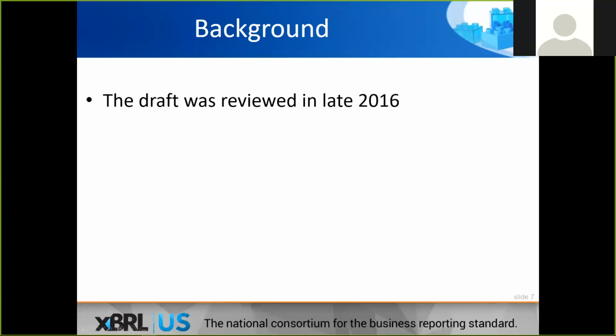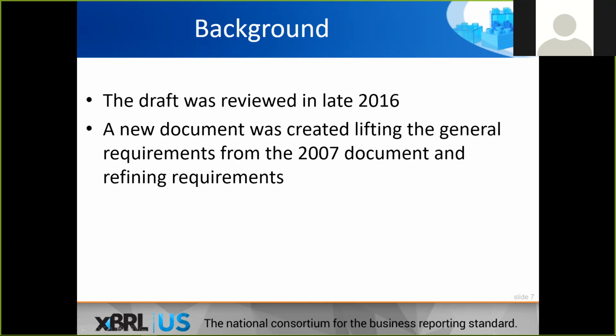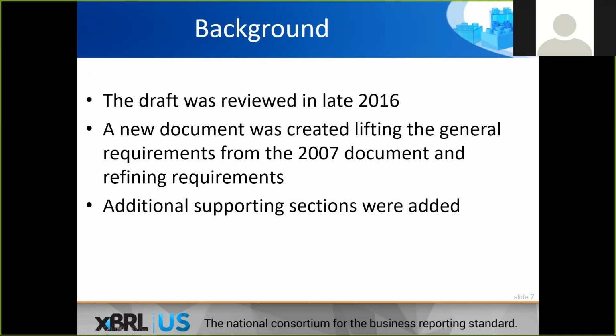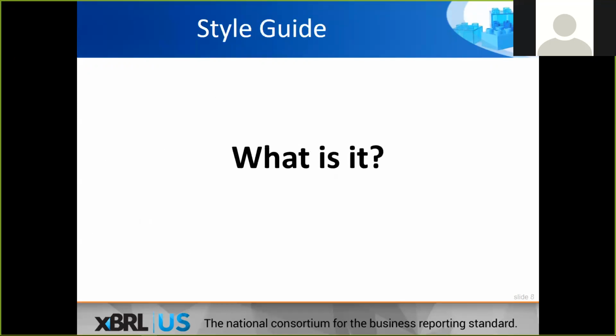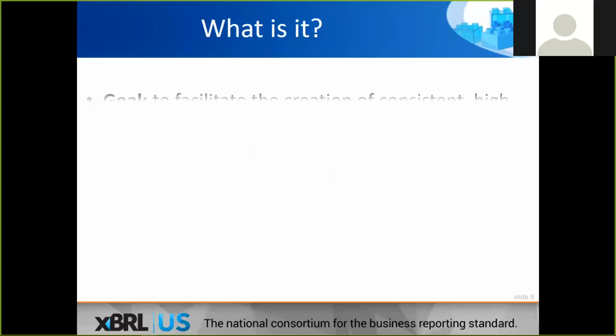So our first draft was reviewed in late 2016, and basically we created that by lifting the original and then added new sections, and also tried to be clear about what are rules versus non-normative, which essentially means this is stuff that we're talking about but isn't necessarily a rule. If it's non-normative, normative would be a rule. And that was approved a few weeks ago, and has been placed up on the website for people to take a look at. So what is this all about?